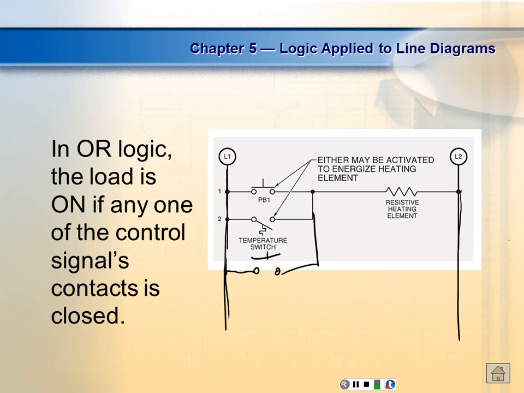The devices that do the control can be either automated, which with the temperature switch would be automatic, or it could be manual. Or it could be mechanical, like a limit switch is what they're talking about there. Or a solid state proximity switch.